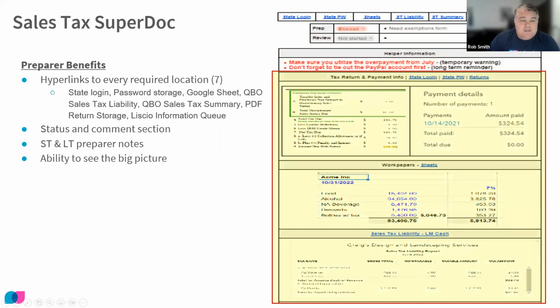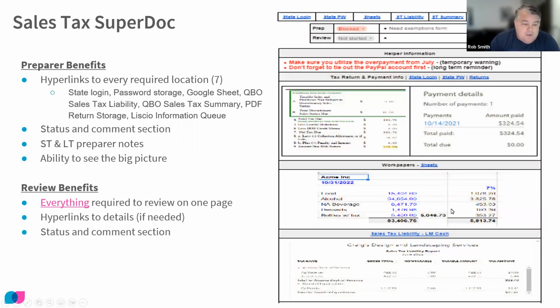And then you have all the details. Everything right here, one big picture. You can see everything right there in one view. And think about this from the reviewer. Everything you need is right here. Hyperlinks. If you want to go somewhere and see it, you're one click away. Okay, so just for the benefits that the preparer has, you have them too. But everything you need to see is right here.